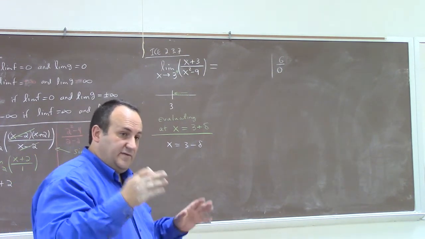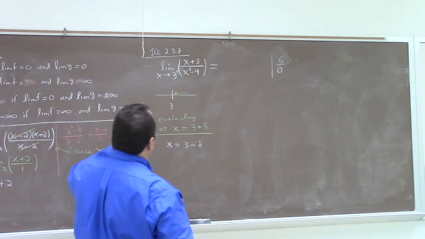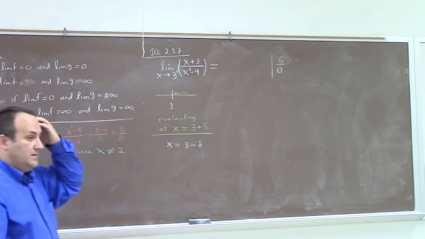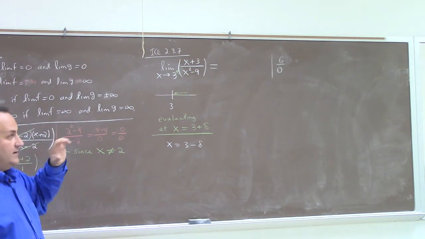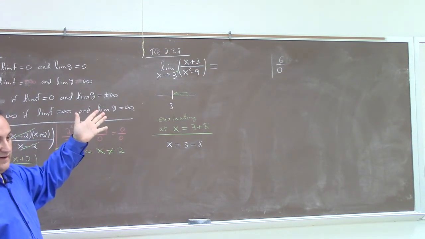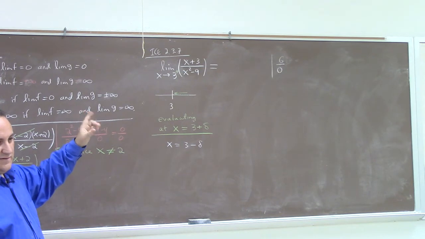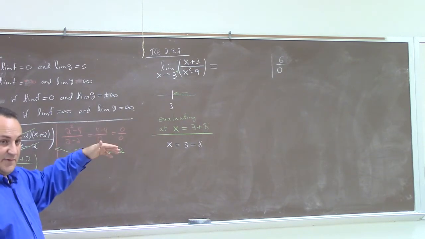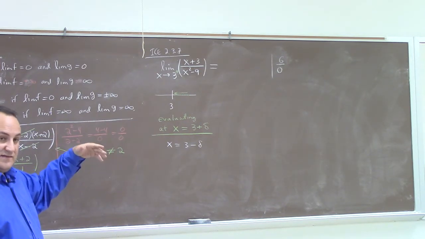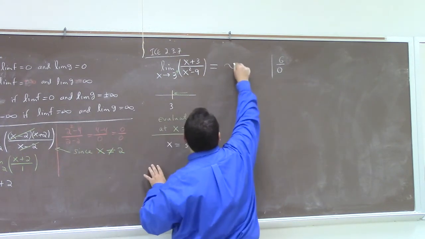Or you could think about just plugging in a number that's really close to the limit. Like you said, for this one, you could plug in 3.01. What would happen? You get 6.01 on top, and downstairs you get 9 point something minus 9, so you get a very small positive quantity. So if you have 6 over a very small positive quantity, it's a very large positive number. So this would be infinity.